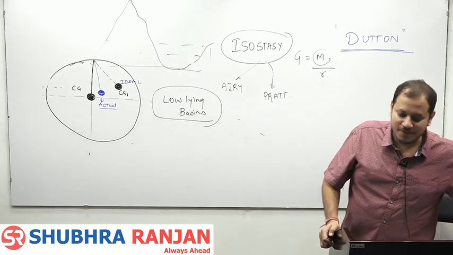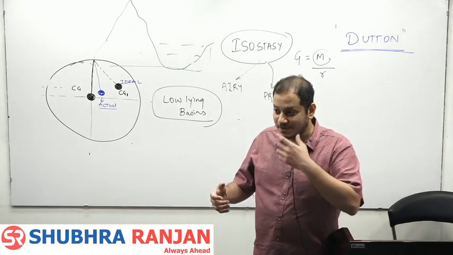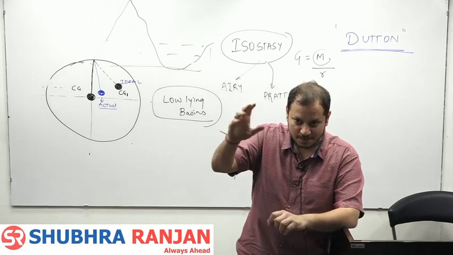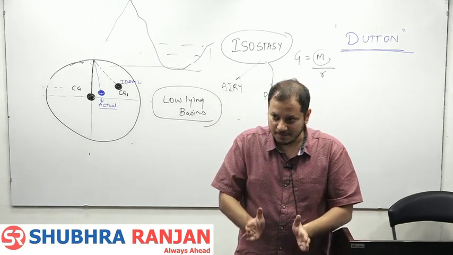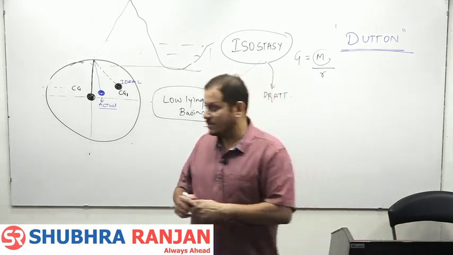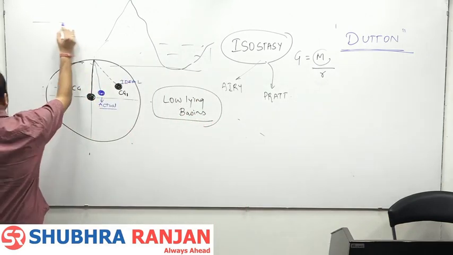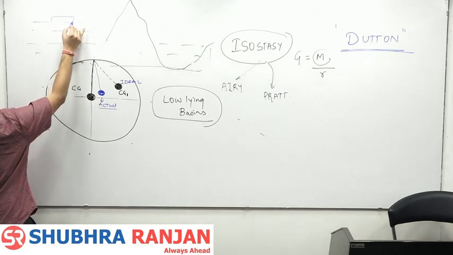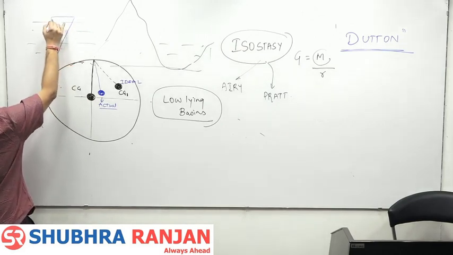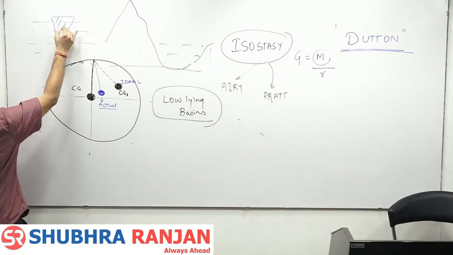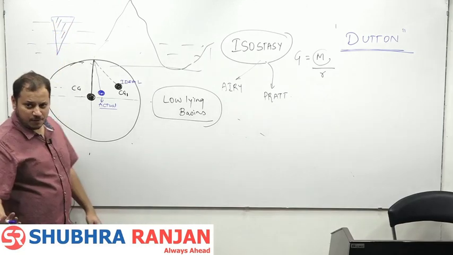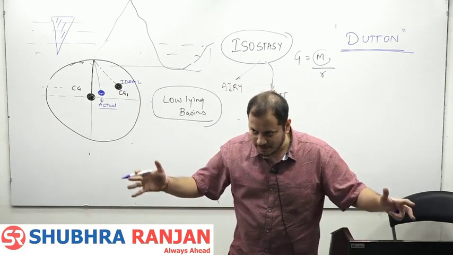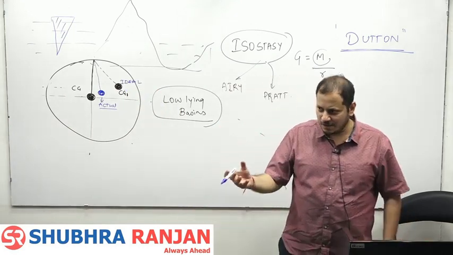What does the law of flotation say? The law of flotation says 9 parts are below. If one part is floating, that means 9 parts will be below. If a ship or a wooden log is floating on the water, 1 part will be on the top, 9 parts will be below. Fine? Right? An iceberg, when it is floating, only a little part of it is seen, but the iceberg goes deep inside the water. That is the law of flotation.